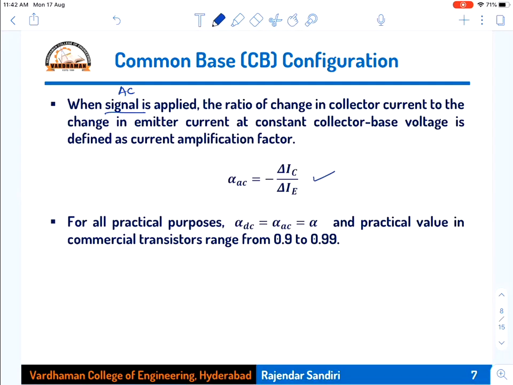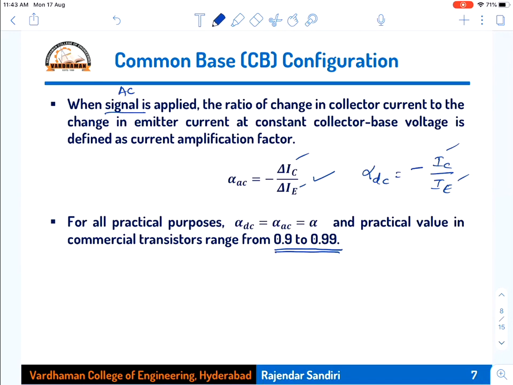So this is for AC. For DC, alpha DC is equal to minus IC divided by IE, because at any point it is constant. But for AC it is changing, therefore I have to take the change in collector current divided by the change in emitter current. Now, for all practical purposes, alpha DC and alpha AC are the same, and it is represented as alpha. The practical value of alpha for commercial transistors ranges between 0.9 and 0.99. These are the typical values of alpha. That is about alpha.